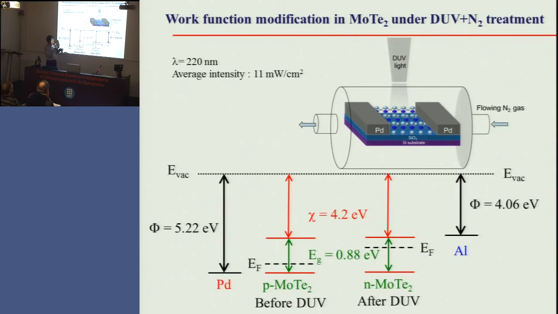This material was originally P-type, and it stays P-type after being irradiated by the deep UV. By deep UV with flowing nitrogen gas, I can convert this material to N-type. I will show the proof of this in the next experiment. But anyhow, I can also choose the special metal, where, for P-type, the Fermi level of MoTe2 lies on the valence side.